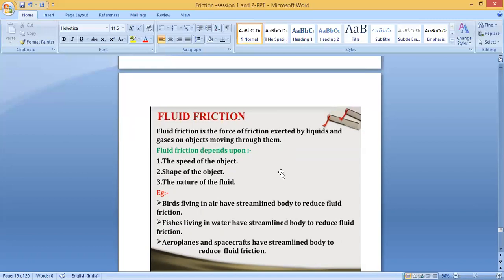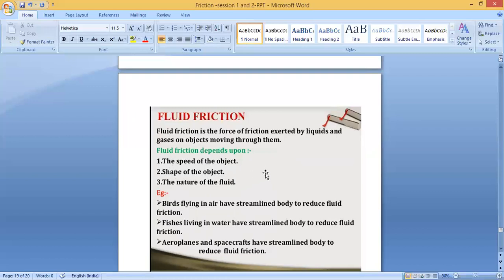You come to the water. What is the shape of the fish? It is a streamlined shape. If you are seeing any ship or boat, they're made like the shape of the fish, a streamlined shape. It means it is for reducing the friction. Clear? Fluid friction. That is the shape of the object.